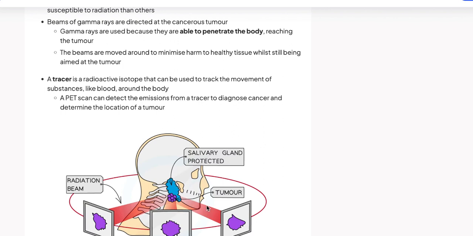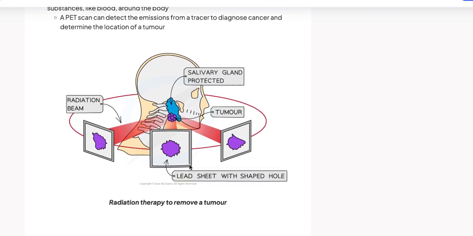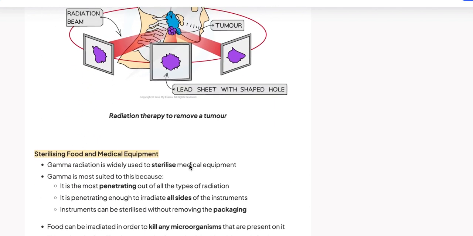So a tracer is a radioactive isotope that can be used to track the movement of a substance. A tracer is a radioactive isotope that can be used to track the movement of substances. You use a tracer to track the movement of your blood around your body, okay? So that's it. Now let's move on.